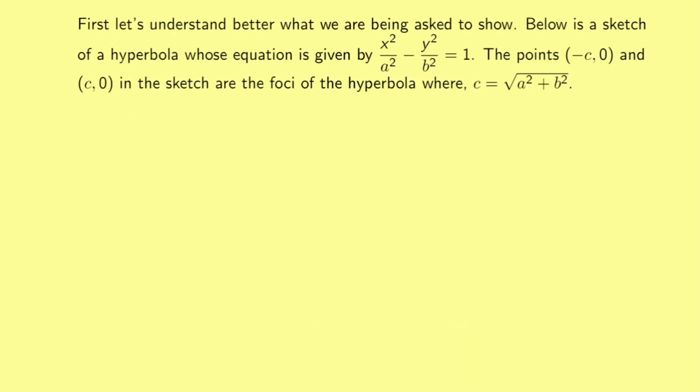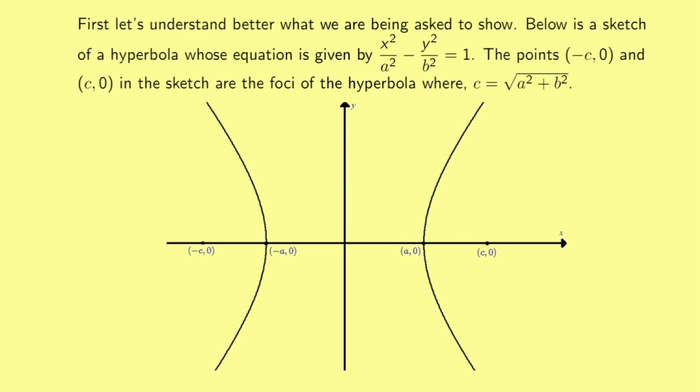So first, as I said, let's understand the problem a bit by a sketch. So here's a sketch. Recall that we have this hyperbola with this equation, x squared over a squared minus y squared over b squared equals 1. So this hyperbola has this form.